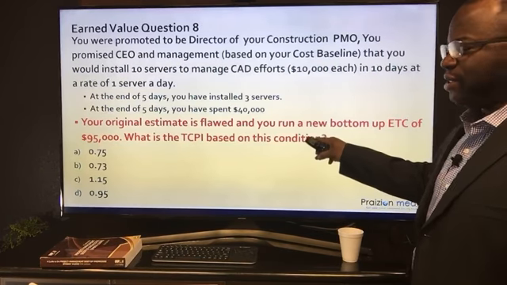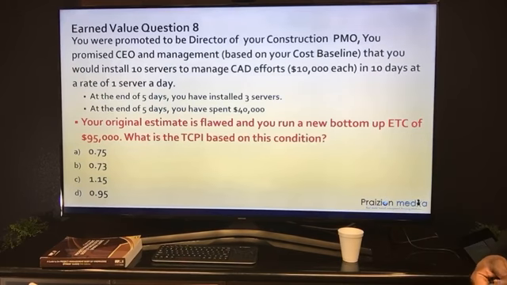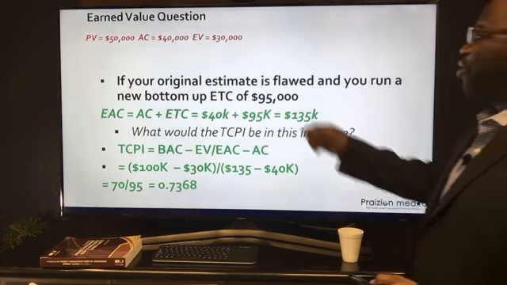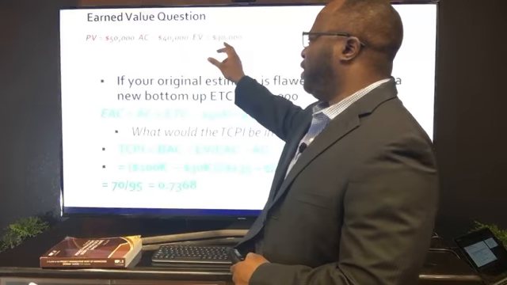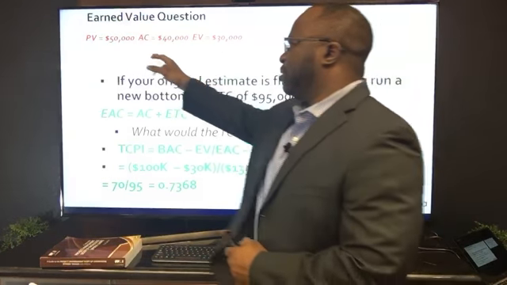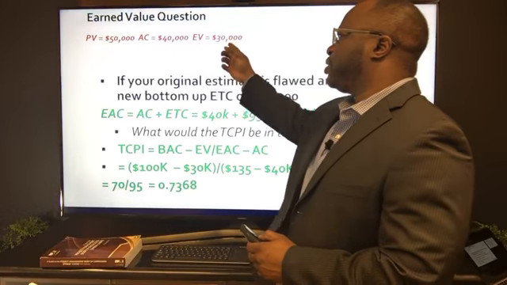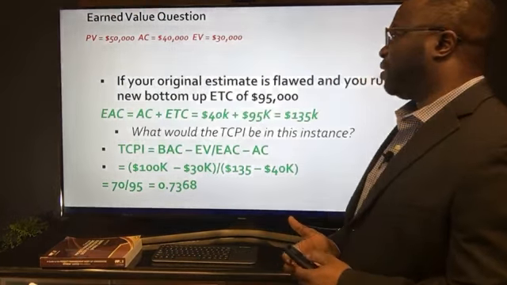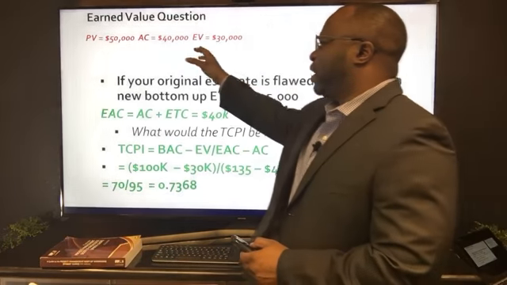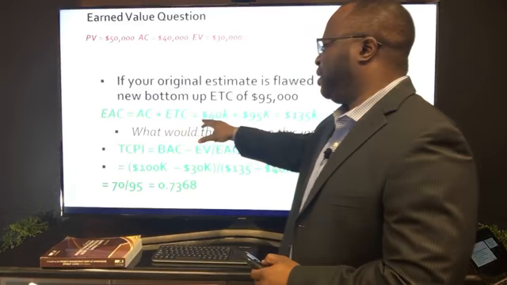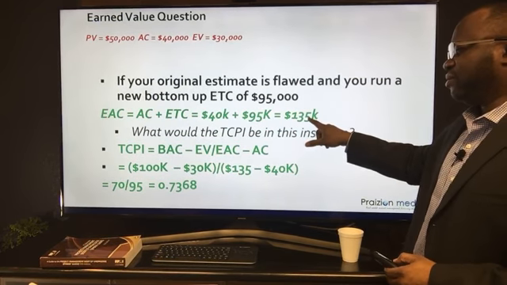Key thing here is that your original estimate is flawed, and you run a new bottom-up ETC. So taking a look at this, let me just show you really quick. I'm going to advance the slide. So there are a few things you want to know up front: your PV, your AC, and your EV. Based on the schedule, the planned value, how much you should have done by this time, is 50,000. The EV, because you got 3 servers done, is worth $30,000. So EV is 30,000, okay? And if you plug all of these numbers in, because it's a brand new bottom-up ETC, your EAC is going to be this, okay?